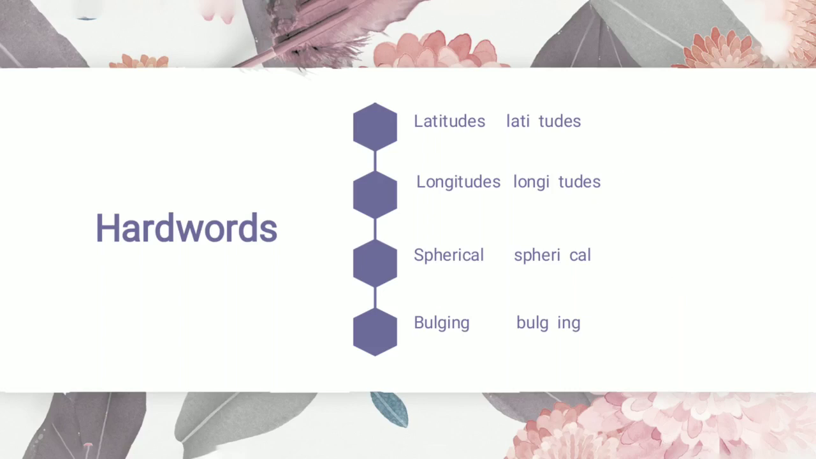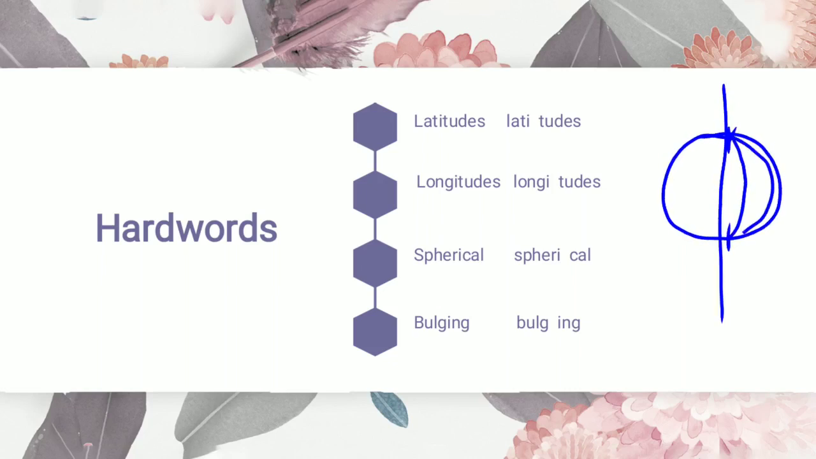Now, next is longitudes. Again, suppose this is our earth and there are two poles, north pole and south pole. Longitudes are the vertical lines joining two poles. This is a vertical line, and they are joining both the poles, north pole and south pole. These are called longitudes.